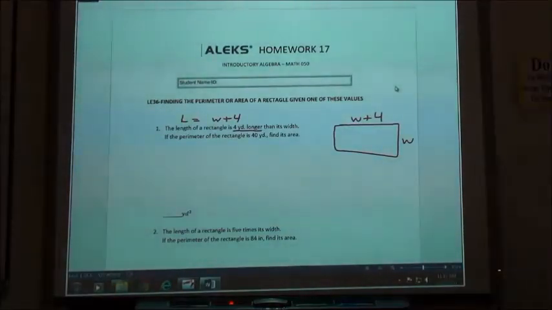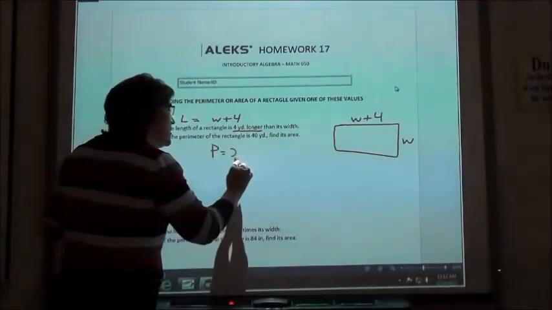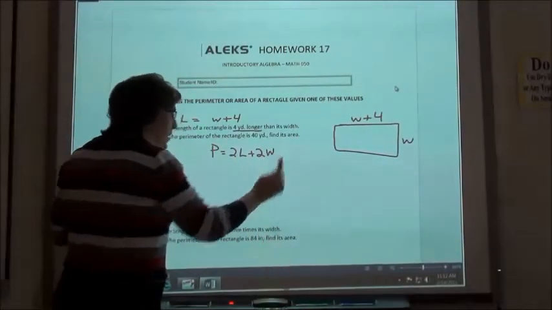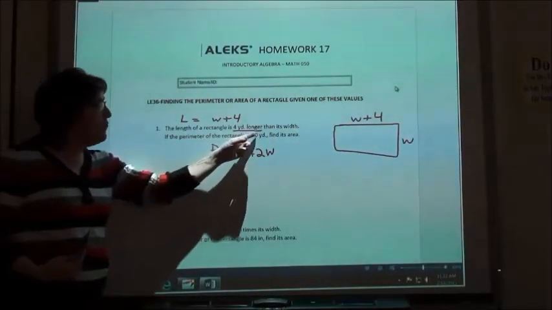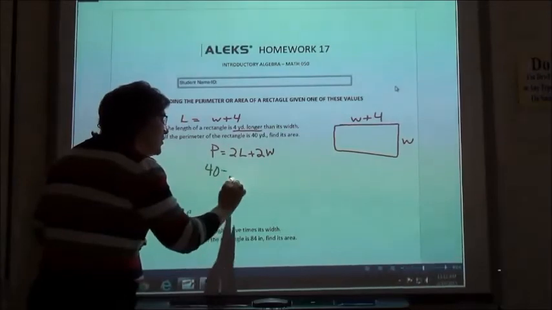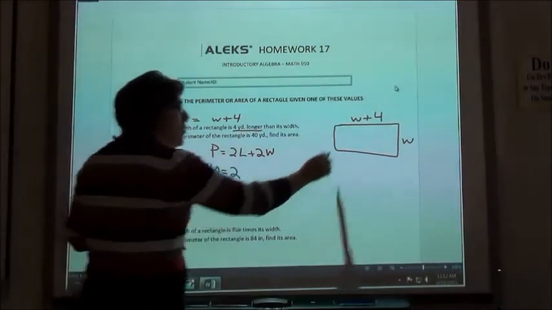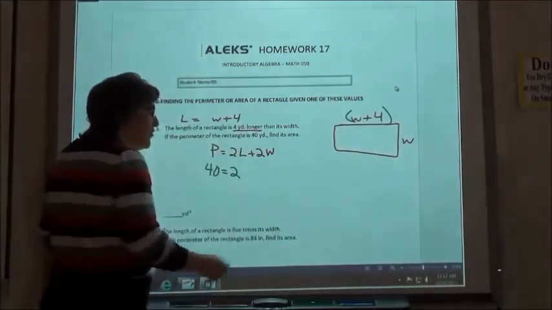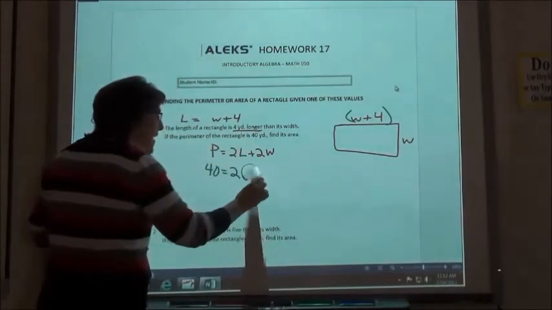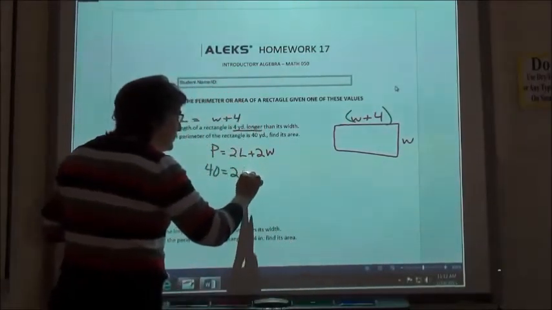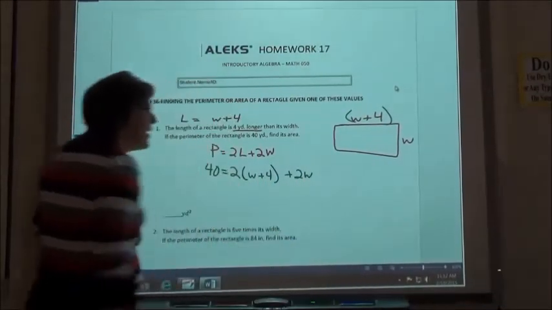The perimeter of my rectangle is 40 yards. So again, we think about the formula for perimeter. Perimeter is 2 lengths plus 2 widths. We're then going to substitute in what we know. The perimeter is 40. So 40 is equal to 2 times the length. But in for the length, we replaced it with W plus 4. So we're going to say 2 times our W plus 4, plus that 2W we already had.